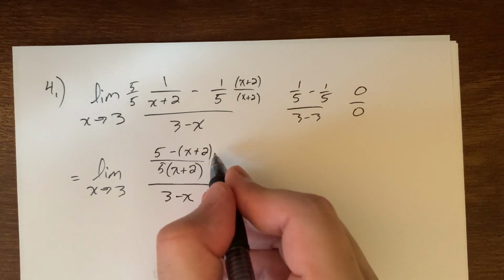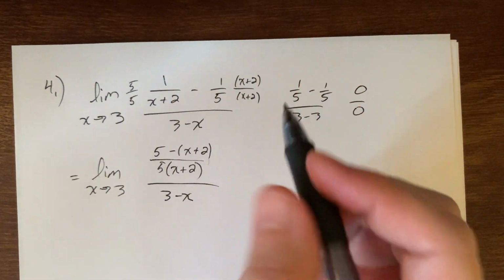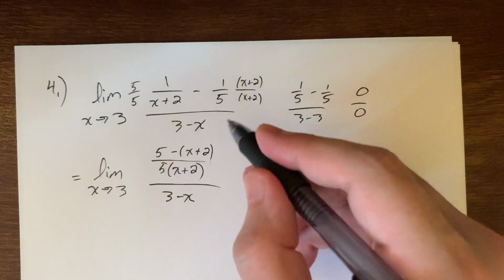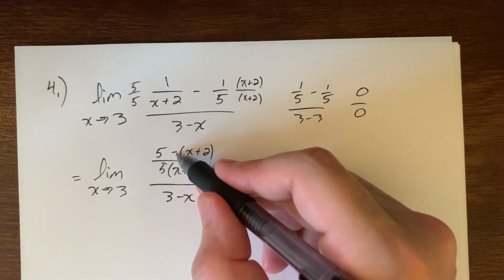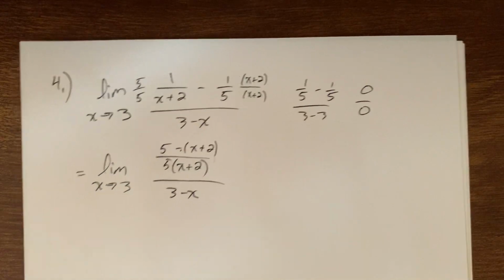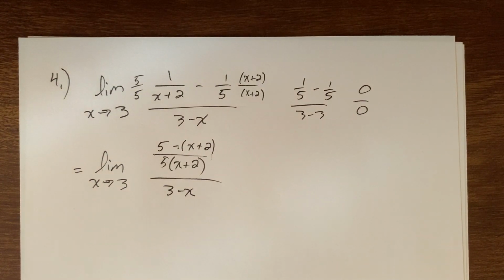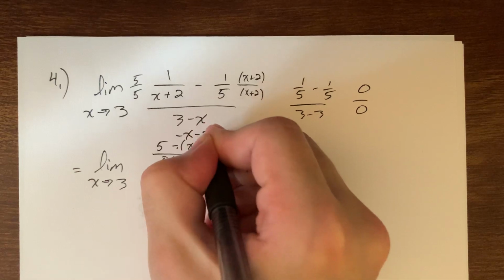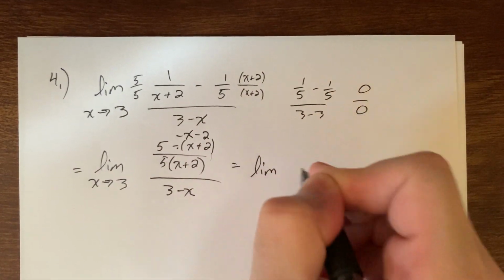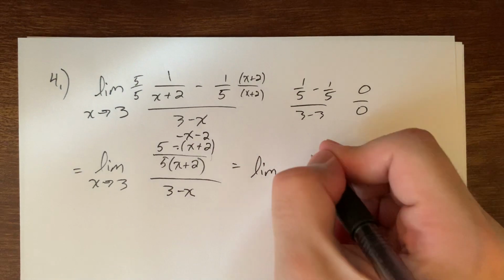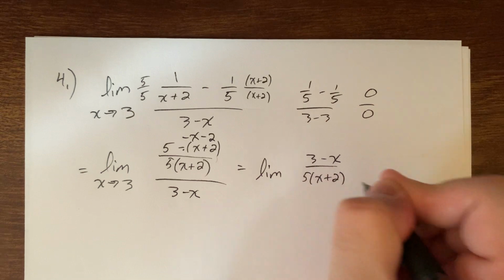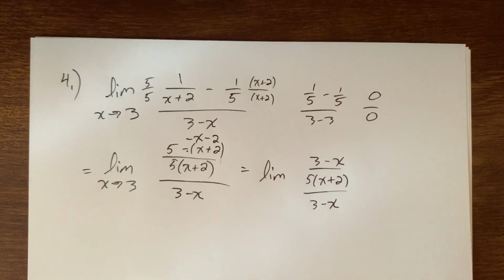But over here, distributing that negative, realizing a lot of people are tempted to just cancel. Hey, the 5's cancel, the x plus 2's cancel. That's garbage, everybody. This subtraction blocks you from canceling that. You need stuff only attached by multiplication to then do canceling from the top and bottom. So this subtraction tosses that out the window. I need to actually distribute that. And now when I clean that up, 5 minus x minus 2, that becomes 3 minus x over 5, quantity x plus 2, all over 3 minus x.